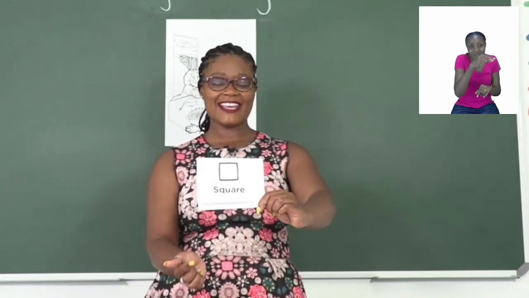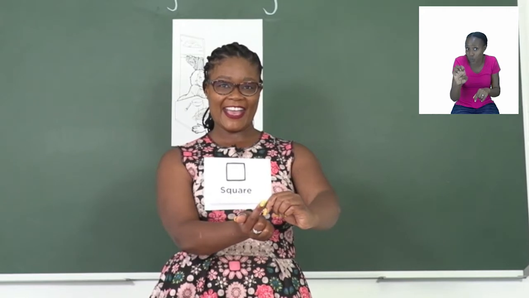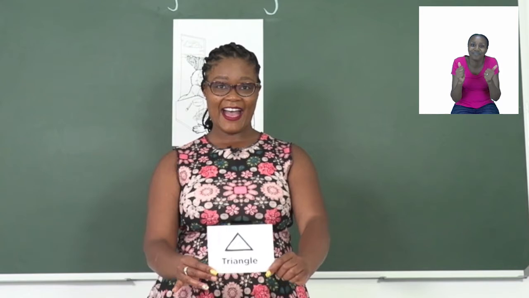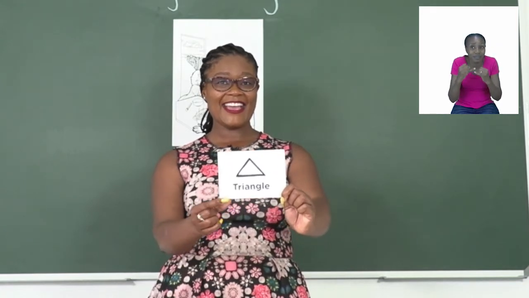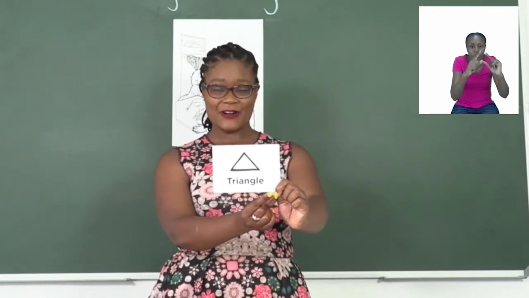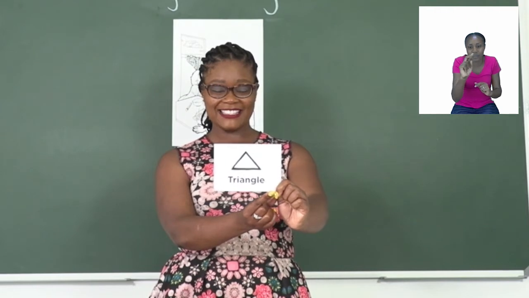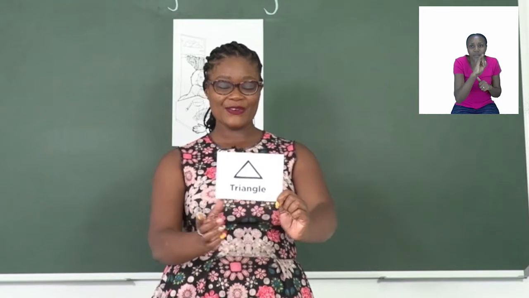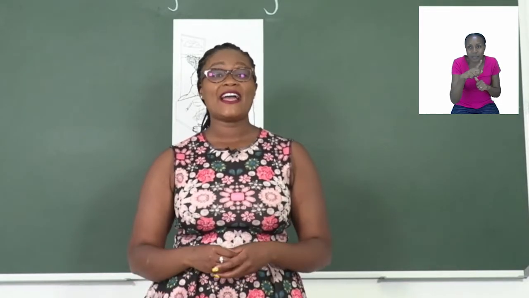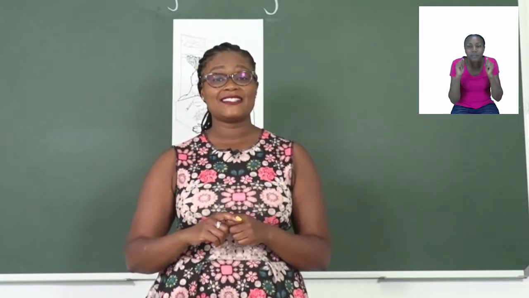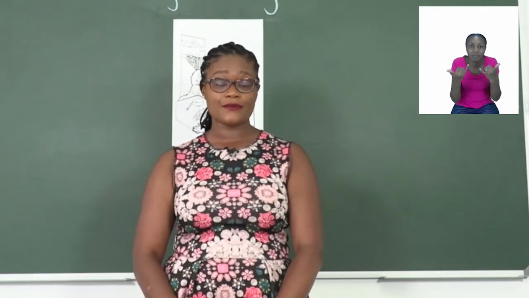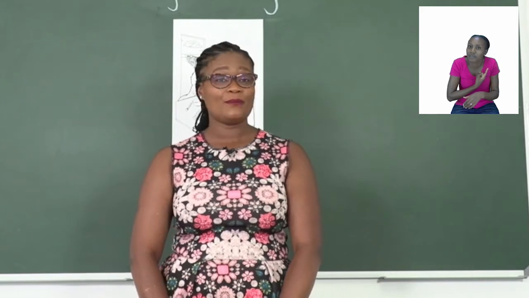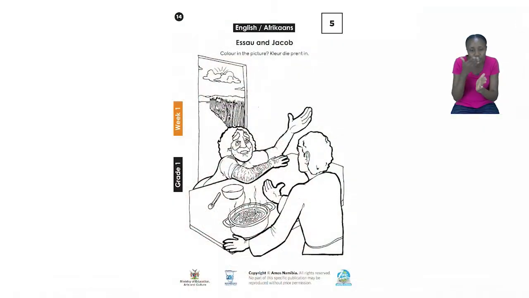Everybody, let us say square. Very good. And the last one that we have is a triangle. Well done. Triangle. Very good, great ones. So I'd like you to please complete this exercise by yourself. But before you do that, let us take a look at our exercise on page 14.